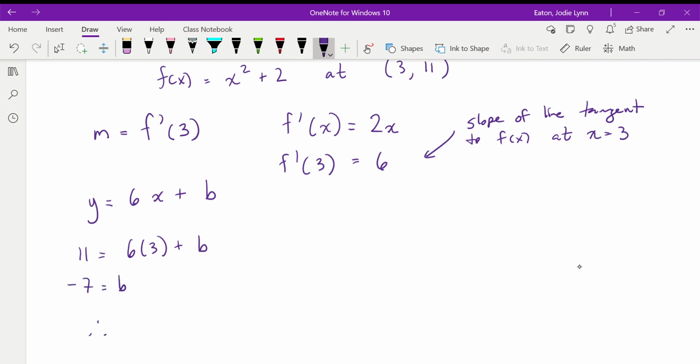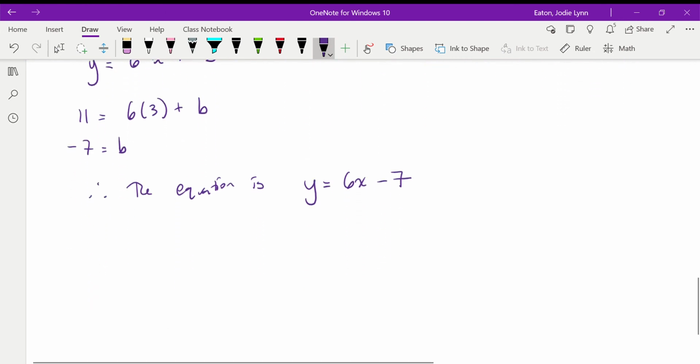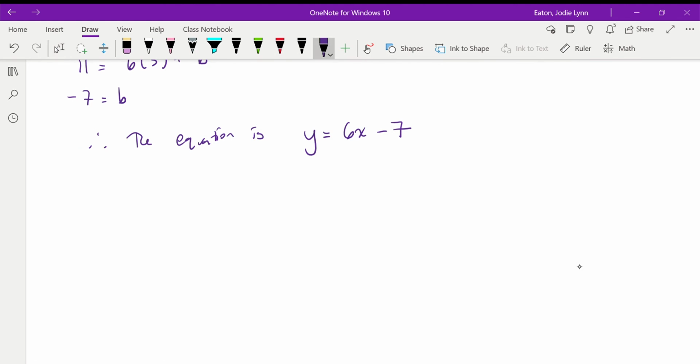So my equation is y equals 6x minus 7. That will be the line tangent at that point 3, 11. Okay. Let's look at another calculating tangent lines example.